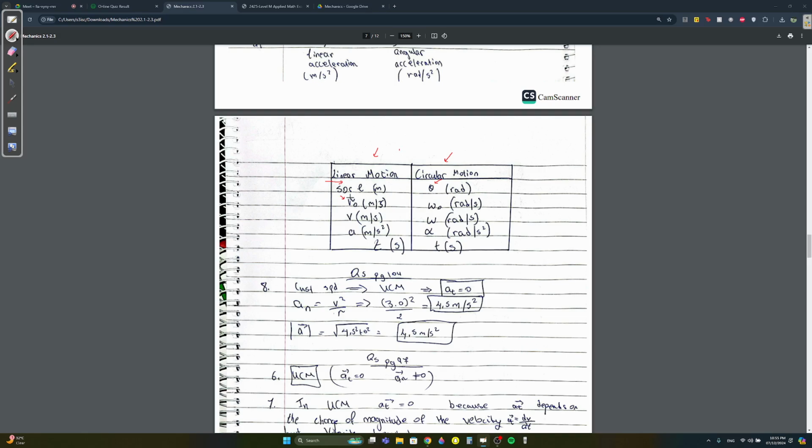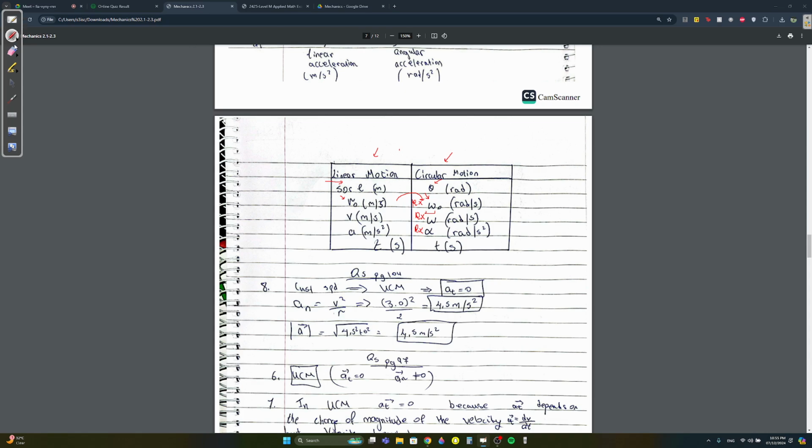Here you have v naught in meters per second. Here we have something called omega naught. So basically in circular motion, instead of v we say omega, and instead of a we say alpha. Very easy. And anytime you want to convert from one of these, this is equal to the radius times this.